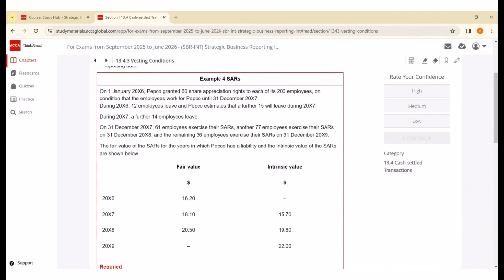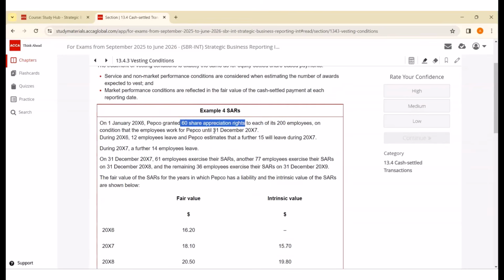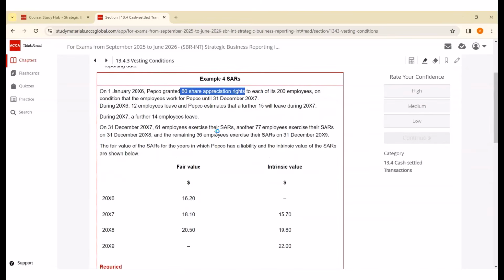Now in here, on 1st January 2006, PEPCO granted 60 share appreciation rights. As I mentioned, as soon as you see the word share appreciation rights, get to know that we are talking about cash settled share-based payment transactions. This is to each of its 200 employees on the condition that the employees work for PEPCO until 31st December 2007. Then, during 2006, 12 employees leave and PEPCO estimates that a further 15 are going to leave during 2007. During 2007, 14 employees leave.